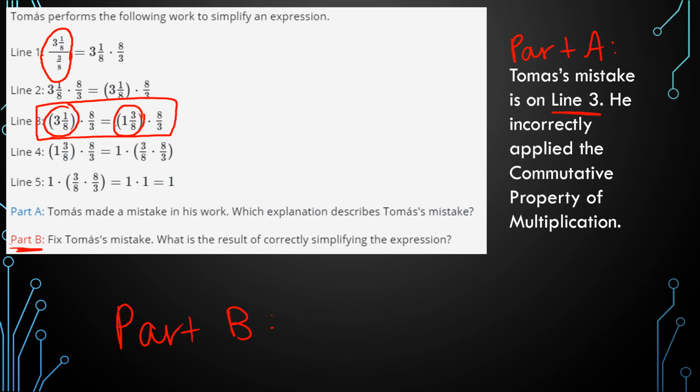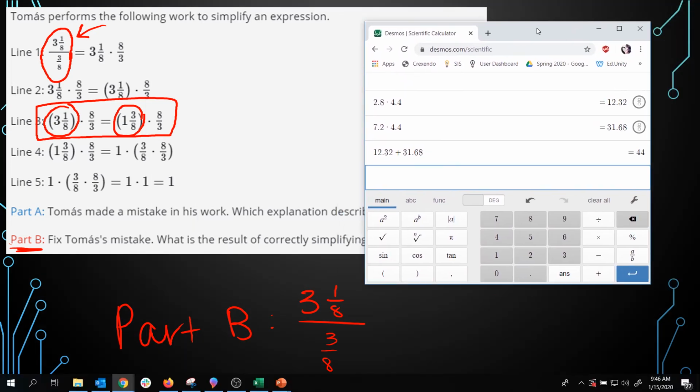He made a mistake here, there might be another mistake. So we're going to use the original expression. I'm going to type in 3 and 1/8, and I'm going to divide that by 3 over 8 in my calculator. And I'll walk you through how to do that on the Desmos one that we use all the time.